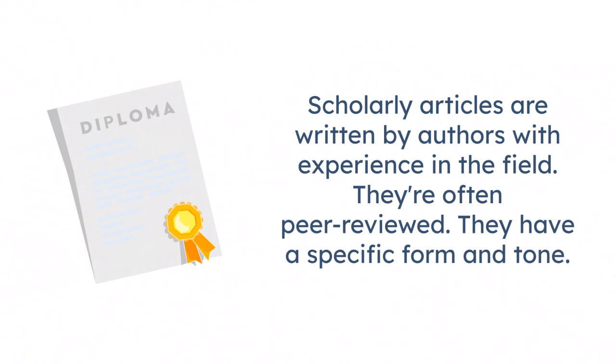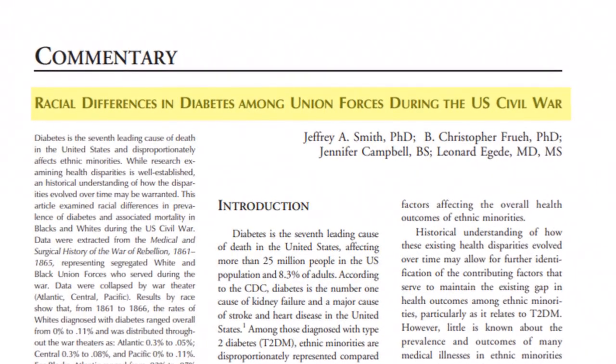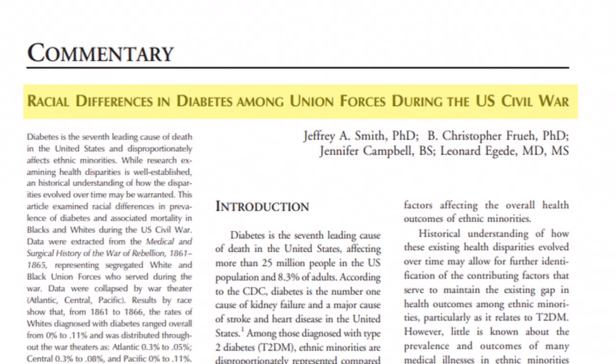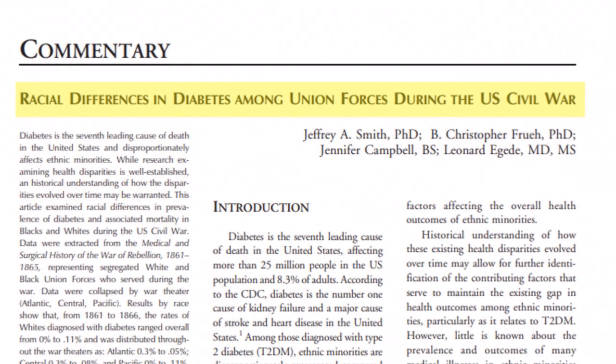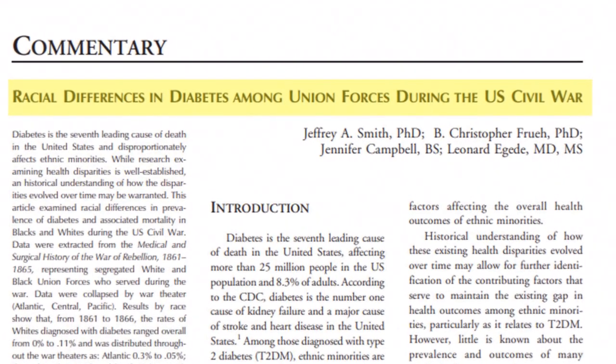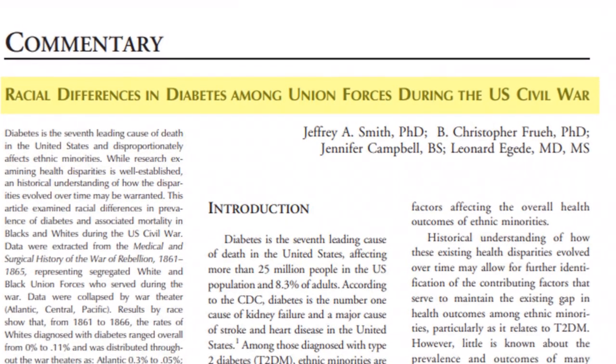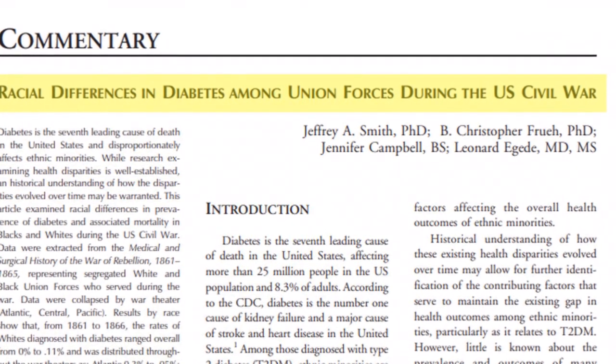Scholarly writing has a specific form and tone, and being familiar with the characteristics of an article will be a useful skill. Here's an example of a scholarly article in a history journal. Some key features are: the title will be near the top of the page and is often very long and specific. It tells you exactly what the article is about.